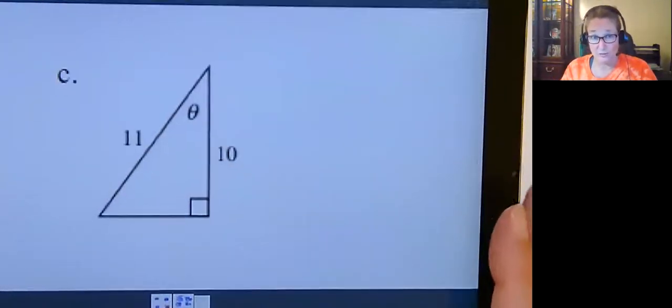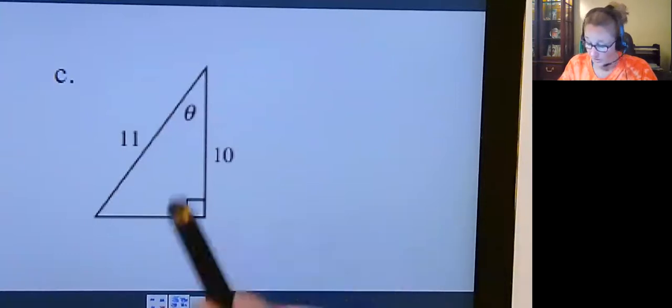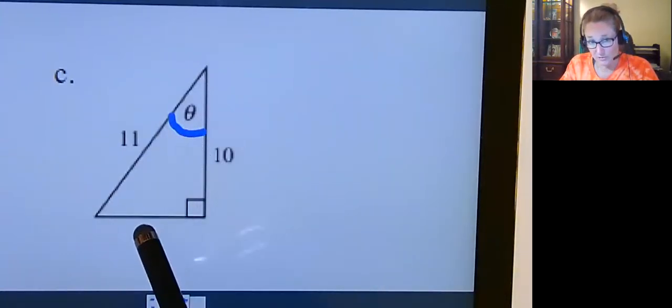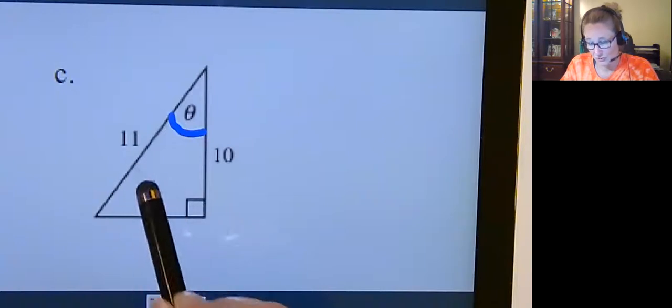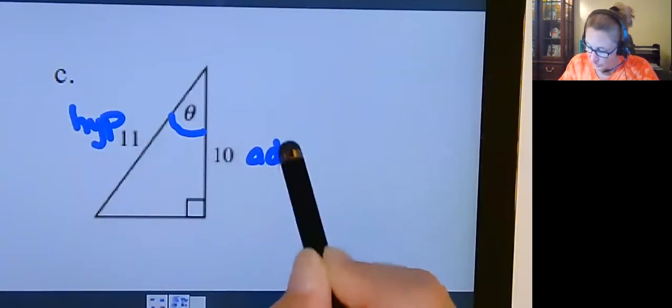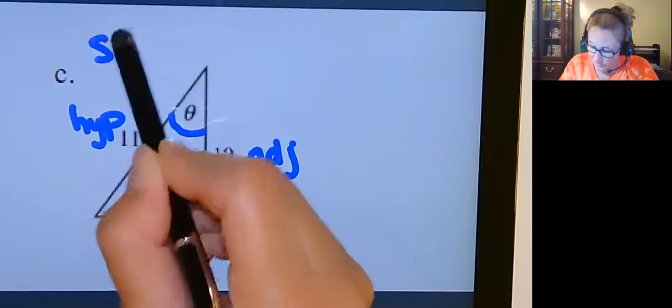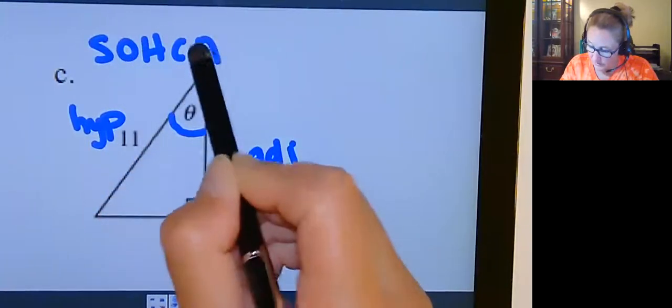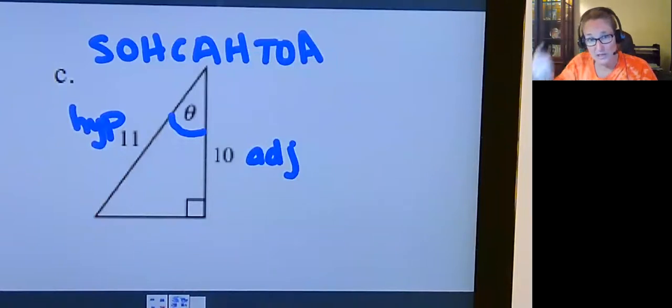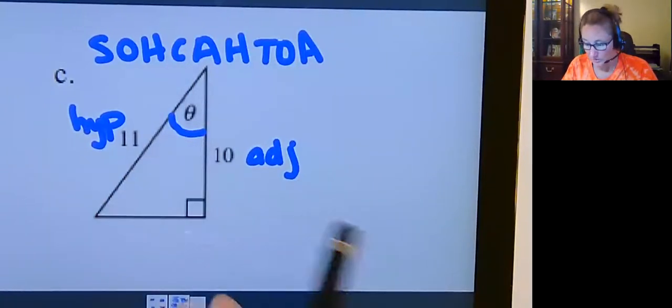This time I'm trying to find my angle. Okay, so from this angle, this would have been opposite, so I don't have opposite. This one's across from my 90, so this is my hypotenuse. And this one is adjacent. So again, if I'm thinking of SOHCAHTOA, I have adjacent and hypotenuse, I have cosine.